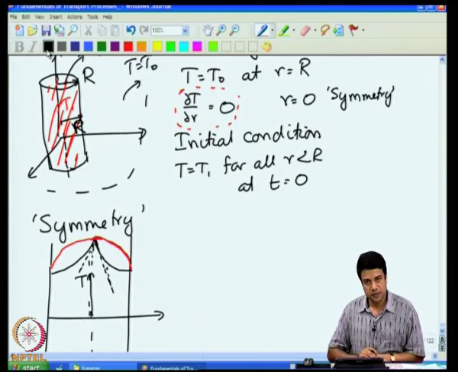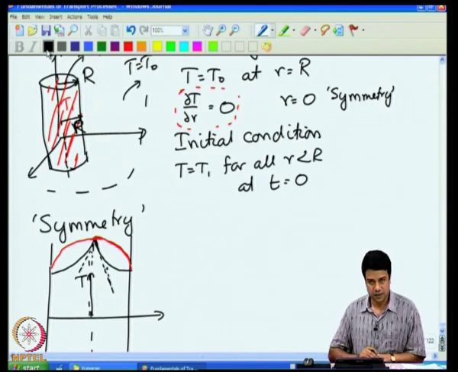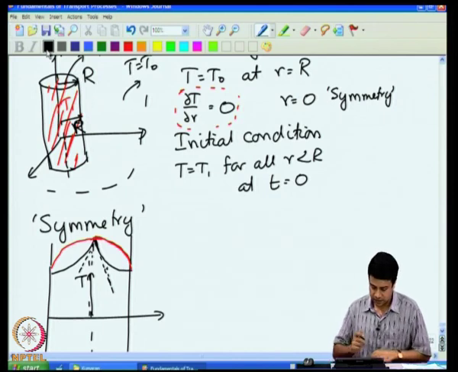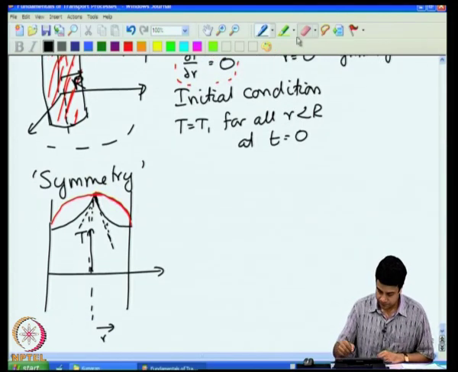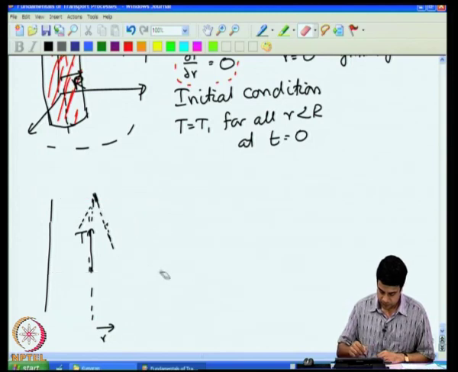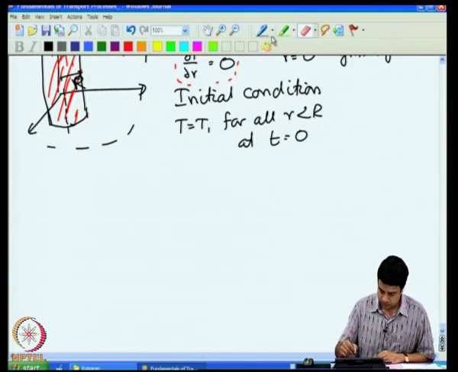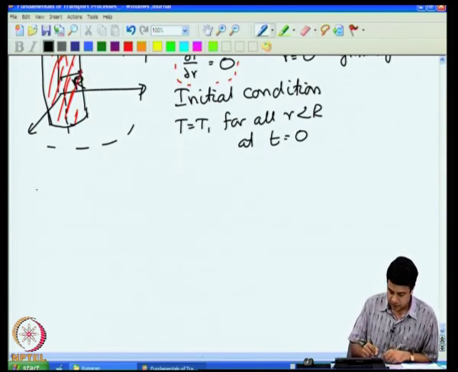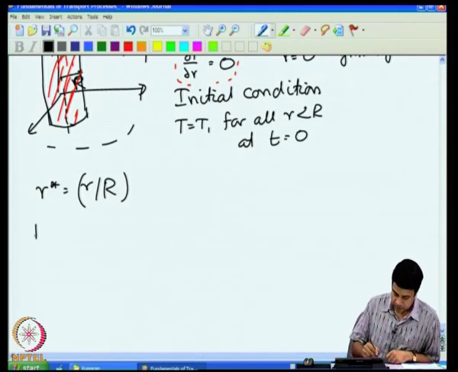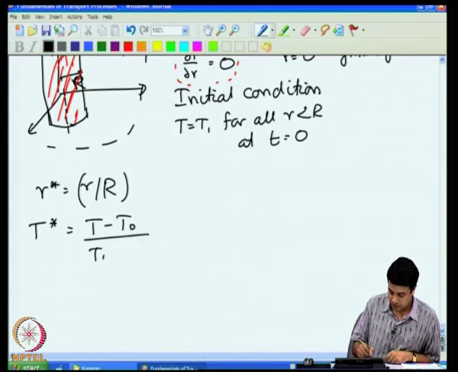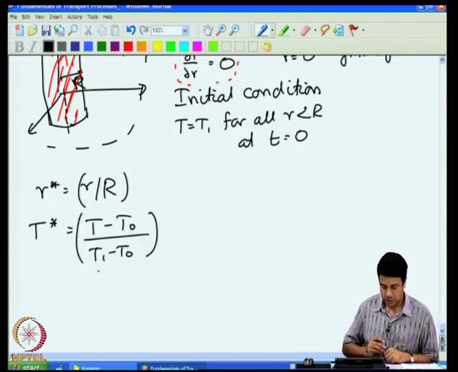Define dimensionless temperature and radius once again, scaled radius and temperature. Let me just remove the symmetry argument. Radius is easy, r star is equal to r by capital R. Temperature, I can define T star is equal to (T minus T naught) by (T 1 minus T naught), as usual.